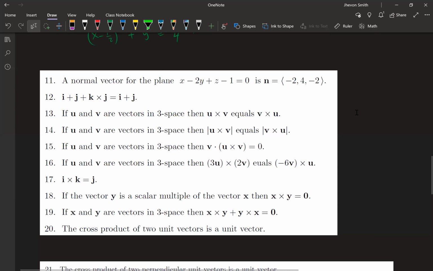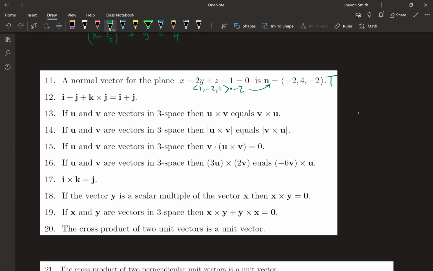Okay. Normal vector to this plane is that. True or false? What is the normal vector to this plane? The obvious one. 1, minus 2, 1. Right. Now you'll notice that this guy here is actually negative 2 times that. If you multiply this by negative 2, you get that one. So this is true.